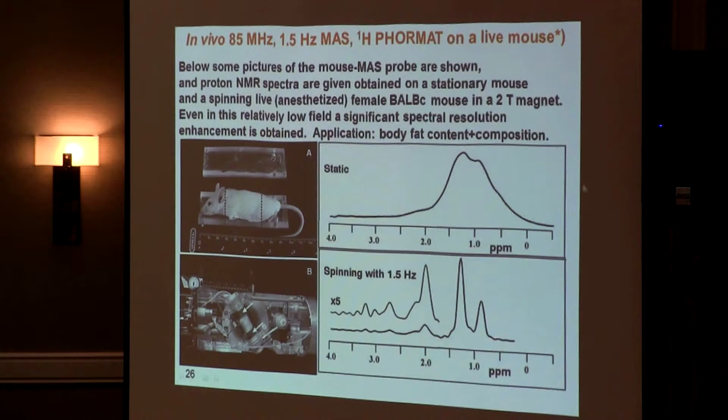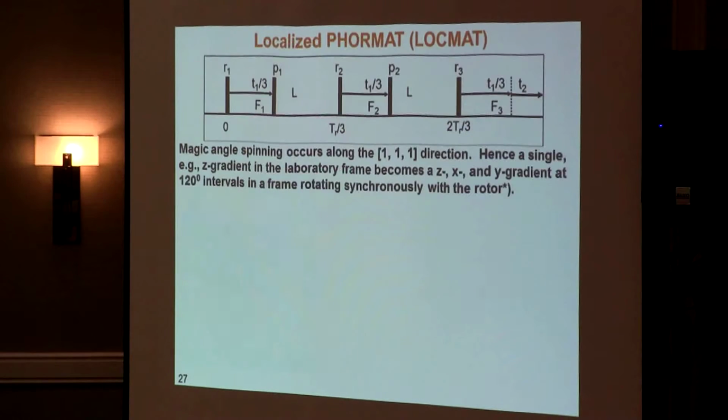So this one just shows what kind of spectral resolution enhancement we can get from this kind of experiment. Without the rotating, that's what you get. You do not have much information. When you rotate it at 1.5 Hertz, you get enhanced spectral resolution. So you get the lipids, you get some sugar signal, you get some choline signal here. So remember, this is a live laboratory mouse.